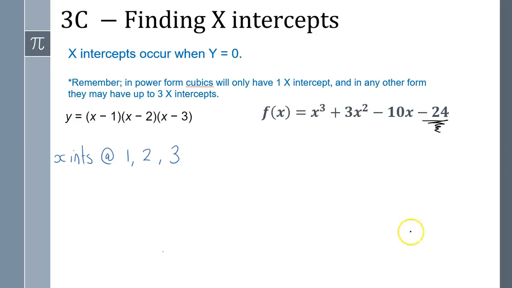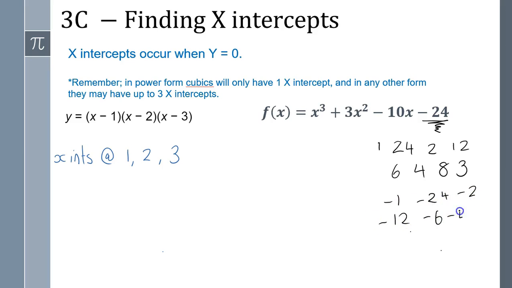Okay, it's going to be one of those. So it could be 1, it could be 24, it could be 2, it could be 12, it could be 6, it could be 4, it could be 8, it could be 3. And it could also be negative 1, negative 24, negative 2, negative 12, negative 6. Okay, so there's a lot of factors. You could try all of them.